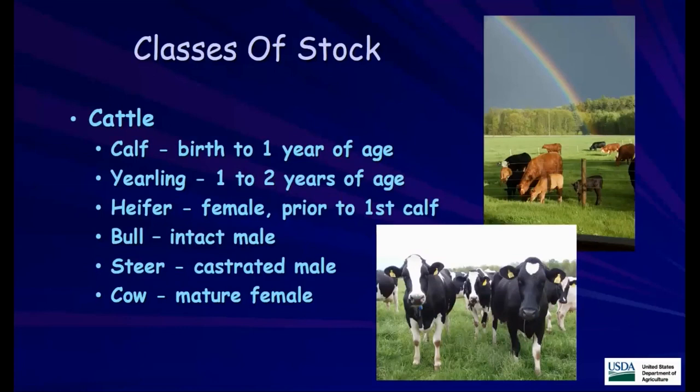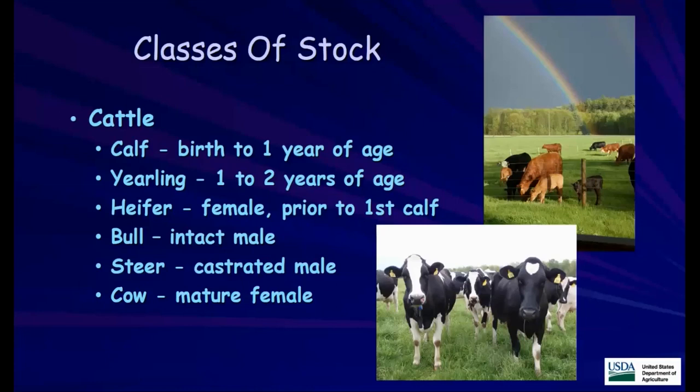the classes of stock. So with cattle, basically you've got calves, yearlings, heifers, bulls, steers, and cows. A calf is from birth until it's about a year old, when it becomes a yearling. And then it's a yearling from 1 to 2 years of age. And they reach maturity at about 2 years of age. They may not be physiologically as big as they're going to get at maturity, but they are considered mature at 2.